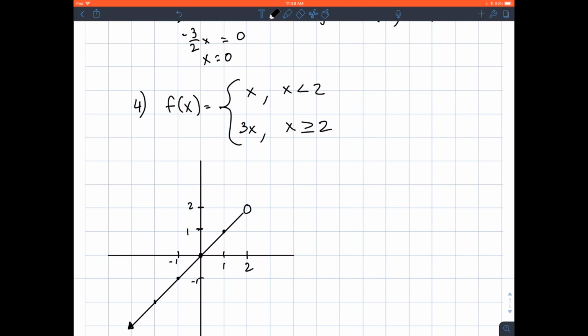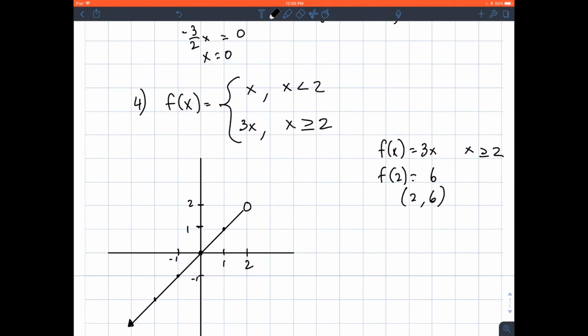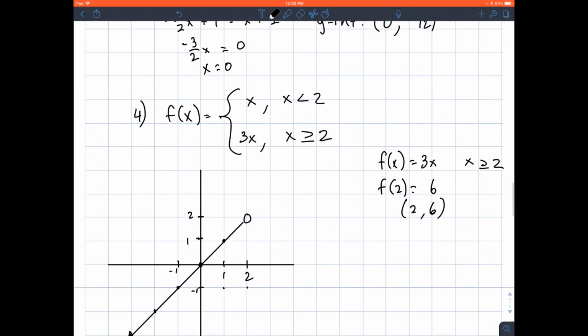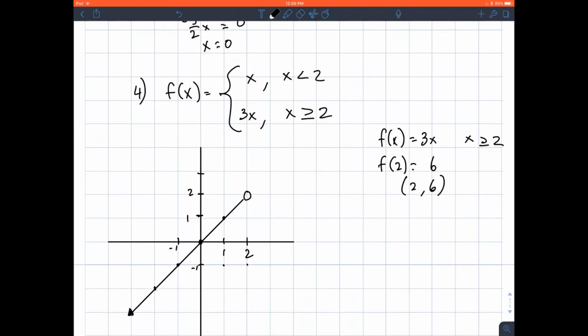Now let's consider 3x. Let's say we plug in a value of 2 for 3x. So f of x is equal to 3x whenever x is greater than or equal to 2. We plug in 2, we get 6. So our point is (2, 6). That's our beginning point, right? So we go over 2 and then up 6. For the sake of graphing this, let's just say this is 3, 4, 5, 6. That's our beginning point, and we know it goes up to infinity, and we can graph it something like that.